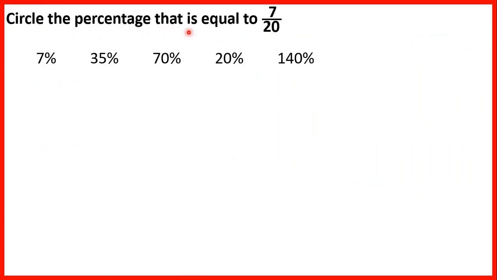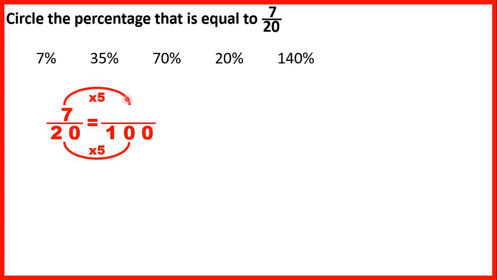Circle the percentage that is equal to 7/20ths. We need to remember that a percentage is a fraction with a denominator of 100. So we need to find an equivalent fraction to 7/20ths with a denominator of 100. 20 times 5 is 100, because 2 times 5 is 10, so 20 times 5 is 100, and with equivalent fractions, what we do to the denominator, we do to the numerator as well, and 7 times 5 is 35. So 35% is the same or equal to 7/20ths.